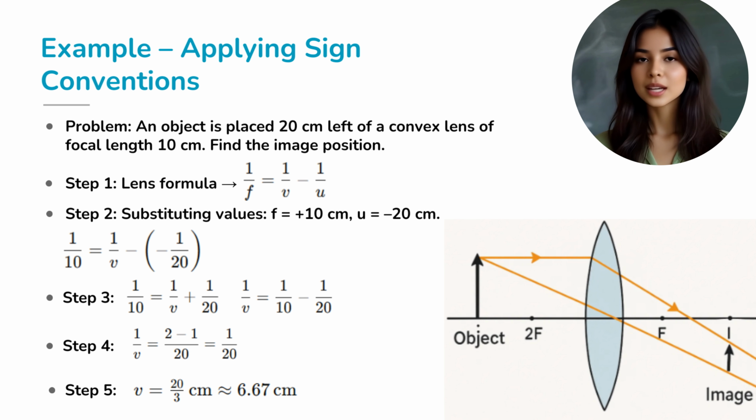Notice how each sign and calculation led us there step by step, like following a GPS. One wrong turn and we'd have ended up lost in the math jungle. And that's the beauty of sign conventions. They guide us safely to the correct image position every single time.